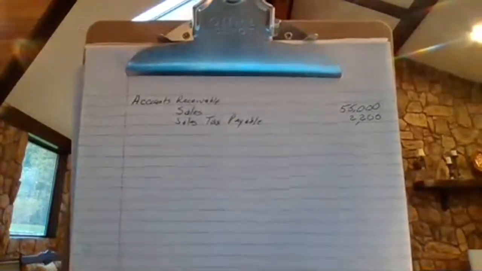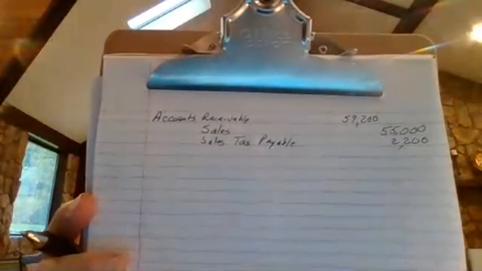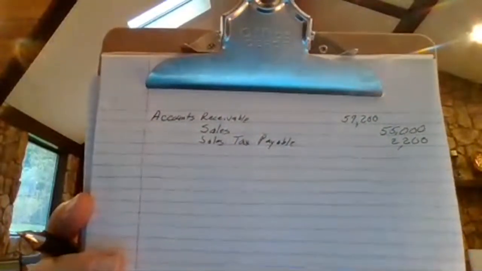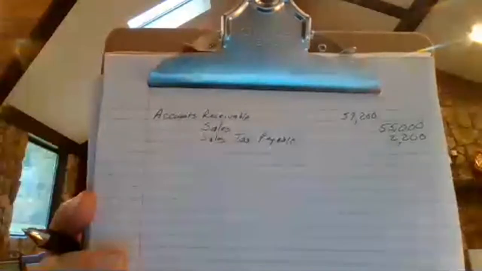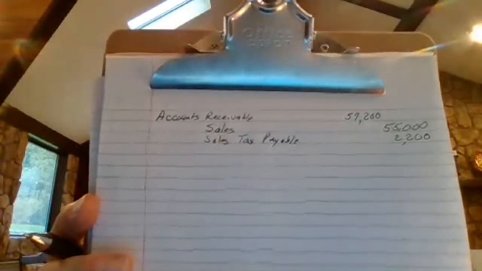It's a liability. It doesn't belong to the business. It doesn't belong to Williams Company. It belongs to the government. So then accounts receivable was going to be debited for a total of $57,200. There's the debit up top. That $57,200 is the $55,000 in sales plus the $2,200 in sales tax collected on those sales. So when they get it in, we have to send it off to the government.